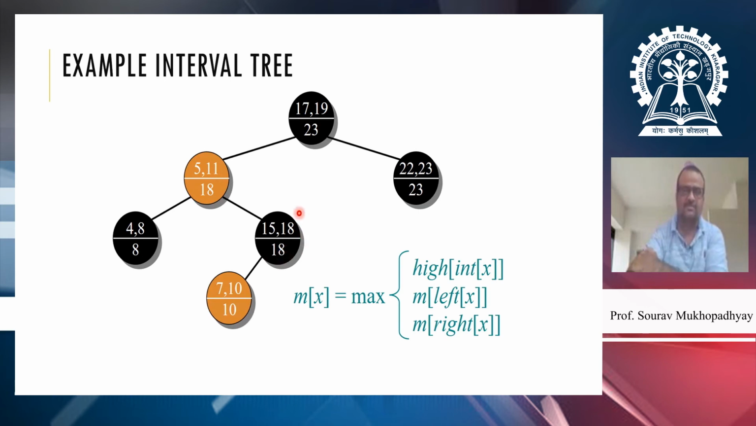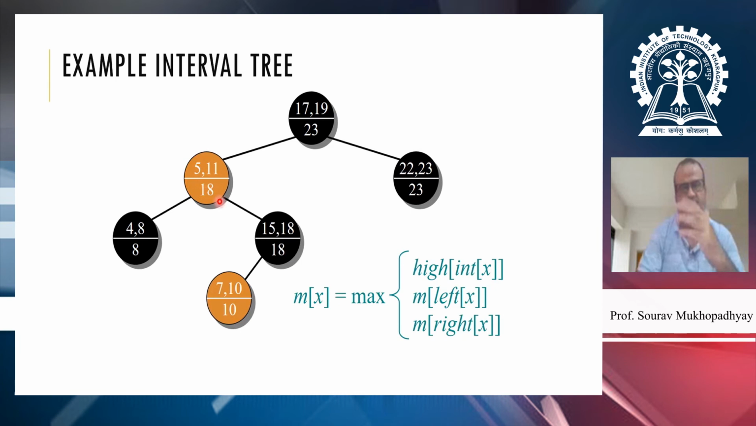What is the meaning of that? That means 18 is the maximum value in the subtree rooted at this node. Similarly, here it is 8 because this is the max high end point, and we have to put it here.